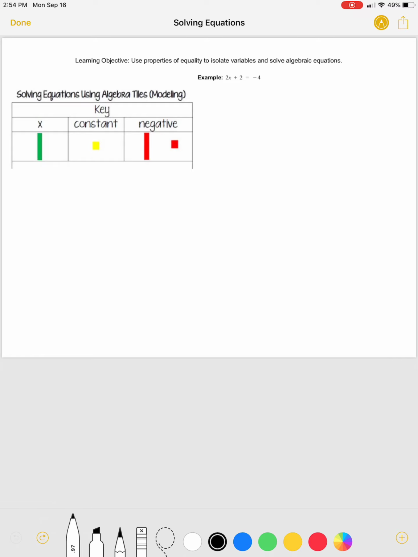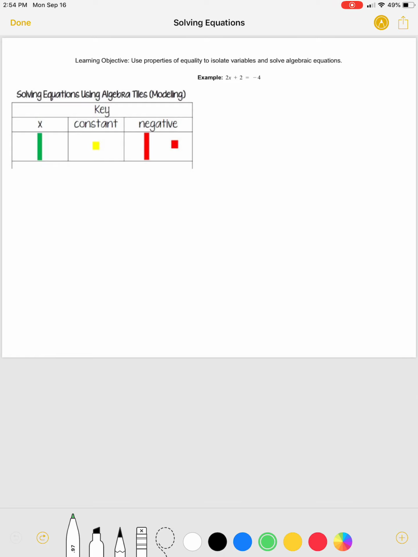So our key says that our x terms are going to be represented as a green rectangle, our constant as a yellow square, and then the negatives of these same type of terms is going to be represented in the color red, so that we can tell the difference between the two.